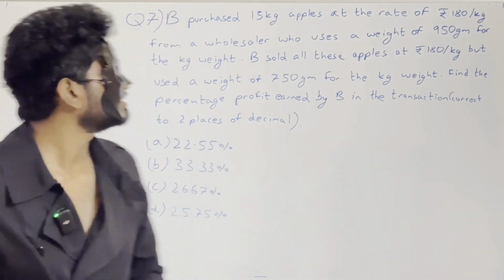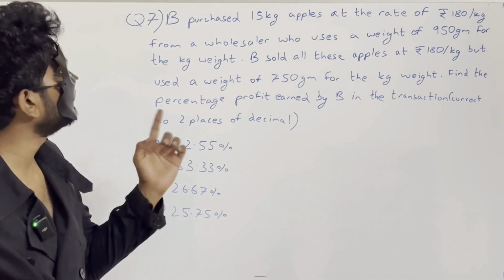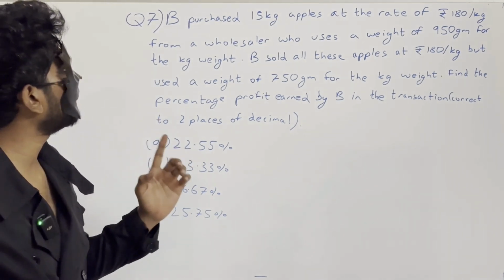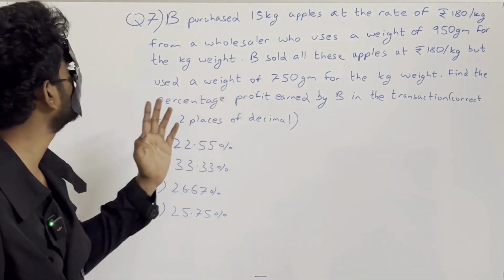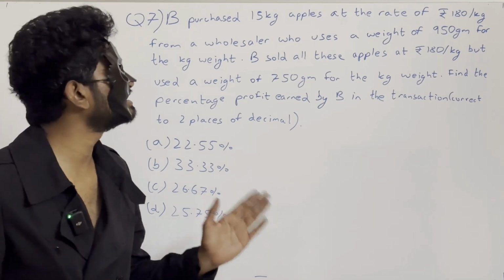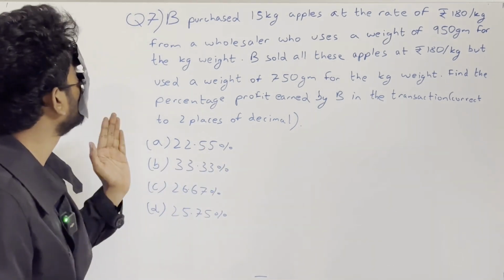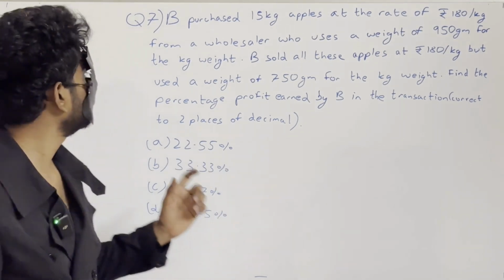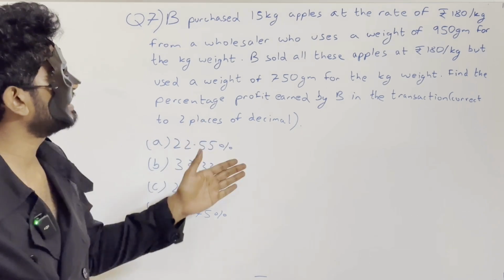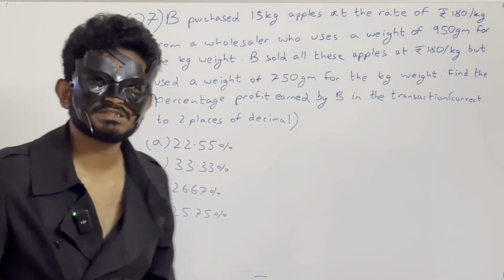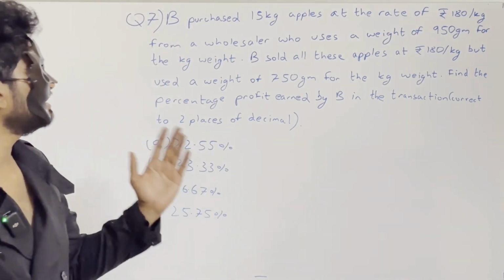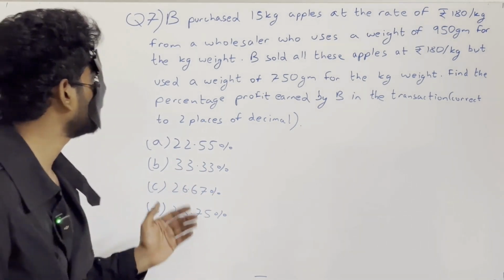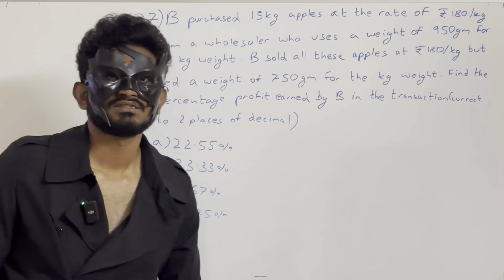So superhumans, next question is, B purchased 15 kg apples at the rate of rupees 180 per kg from a wholesaler who uses a weight of 950 grams for the kg weight. B sold all these apples at 180 per kg but used a weight of 750 grams for the kg weight. Find the percentage profit earned by B in the transaction. Correct to two decimal places.